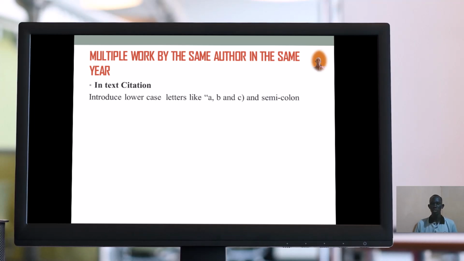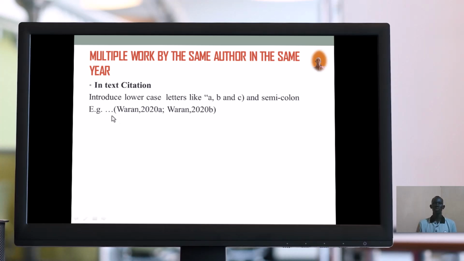Here we introduce lowercase letters like a, b, and c, and then we also include a semicolon in that. Looking at our example, for example, the author is Warren, and here this is how we can cite.